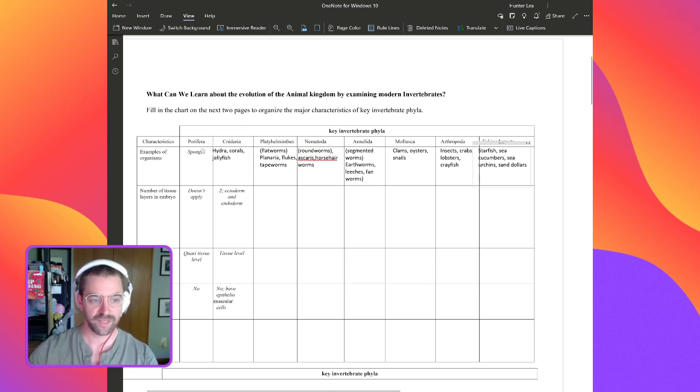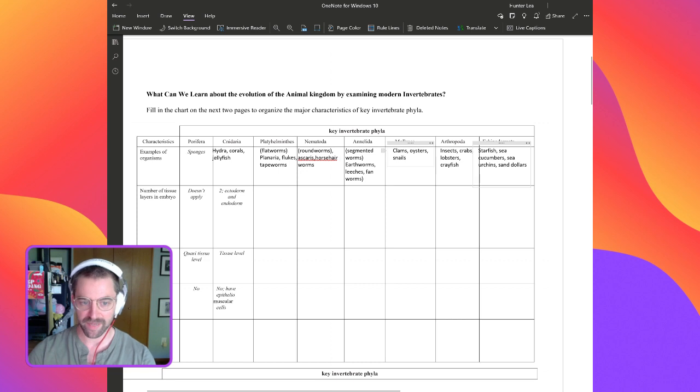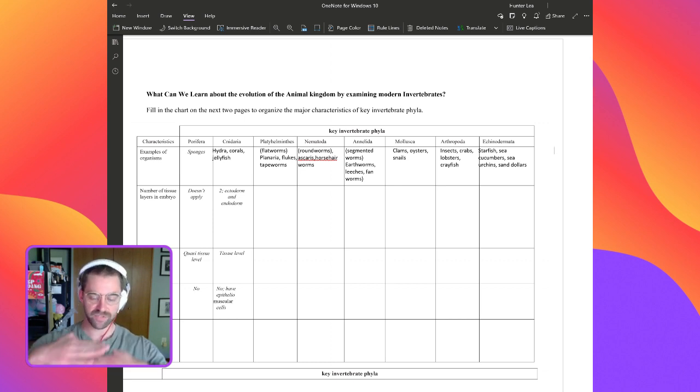So from jellyfish, which have really amorphous shape, to flatworms, to roundworms, to segmented worms, to mollusks, to arthropods, to echinoderms. So we have number of tissue layers in embryos. Porifera, sponges, this doesn't really apply. There is no real embryonic tissue differentiation here. Cnidaria, we have the two, the ectoderm, ecto being external, and endoderm, endo being inside. So you have two embryonic tissue layers.